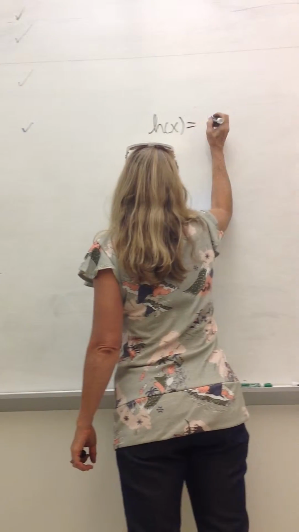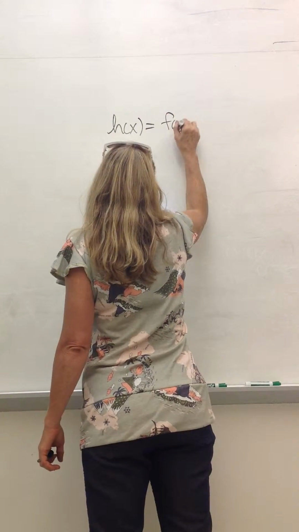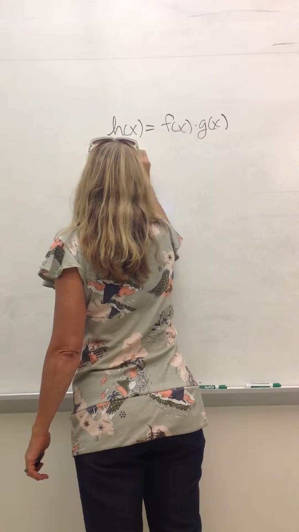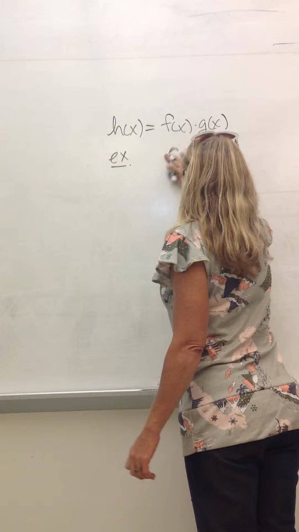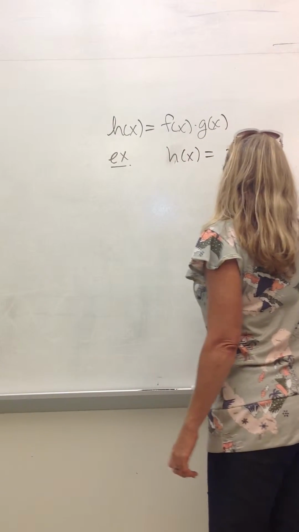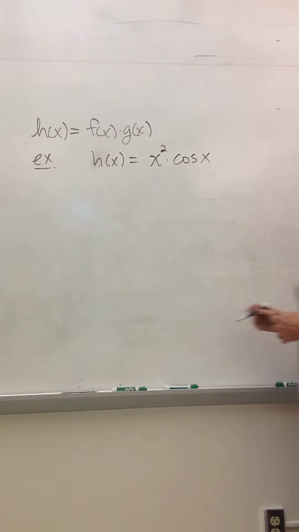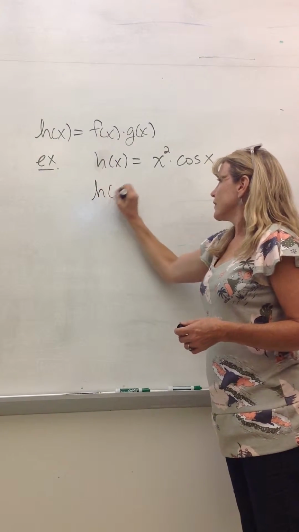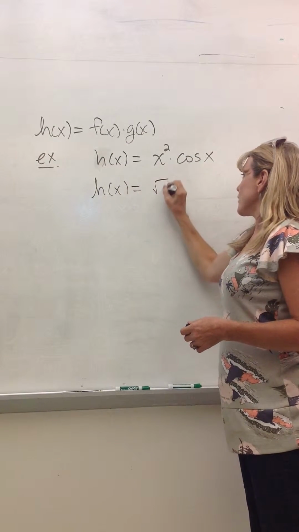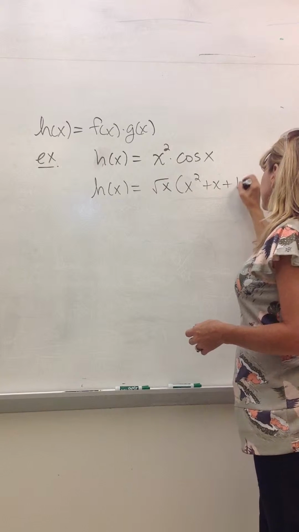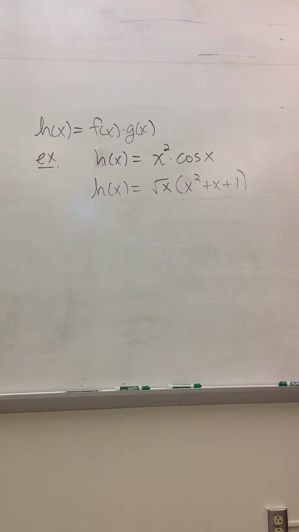What we mean by the product rule is you have some function that's made up of two functions multiplied together. An example might be x squared times cosine of x. That would be a product. Or the square root of x times some polynomial. That would be a product.